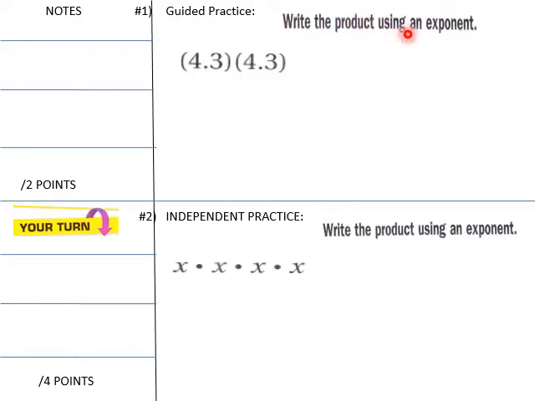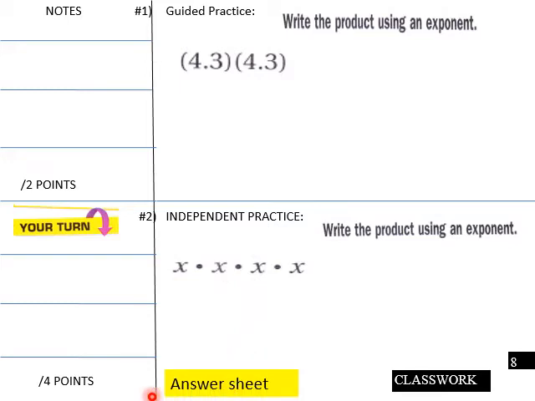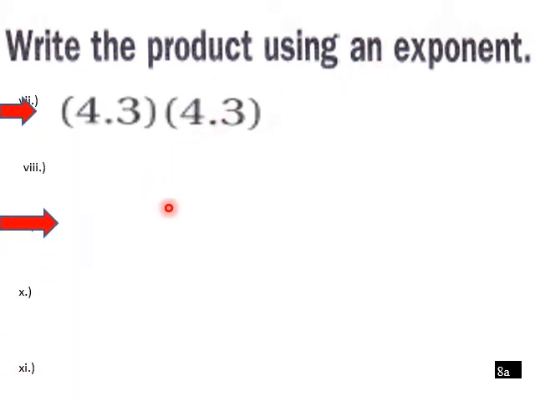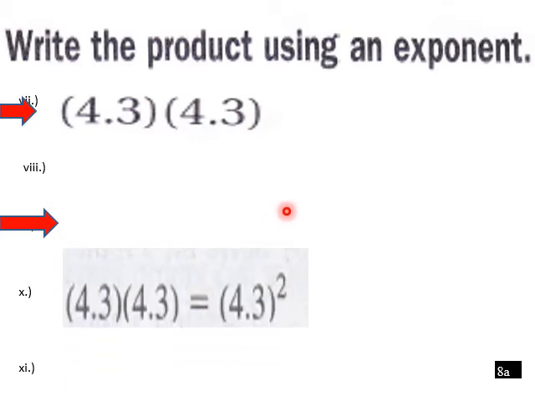Okay, first guided practice, write the product using an exponent. Same thing down here, students, write your product using an exponent. And let's go ahead and do our first one. Teachers, you can wait on your class for a couple minutes for them to do this before we move. Okay, write the product using an exponent. So how will you write that? The exponent would be 4.3 squared.